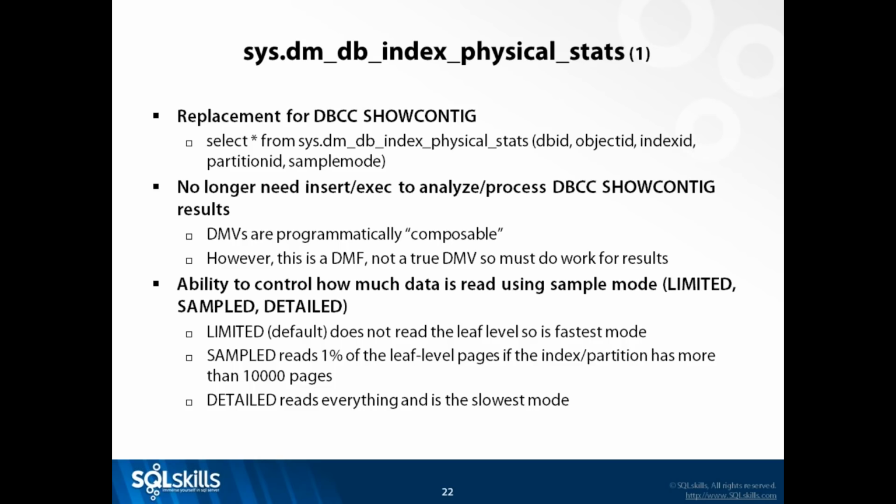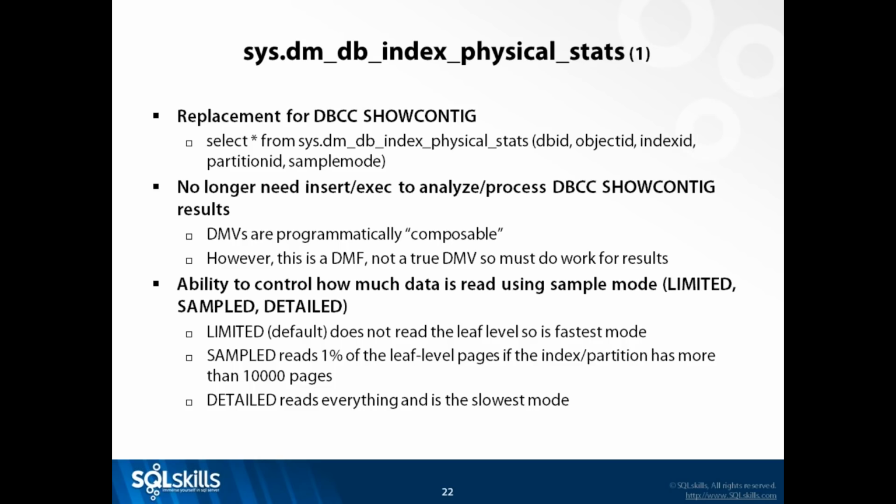There are 3 different ways that you can run the DMV. There's the limited mode, which is the default, the detailed mode, which reads all the pages at the leaf level, so that's the slowest. And if you have an extremely large table and you want to get an idea of some of the detailed information, you can run sampled, which just reads every 100th page. It's not a truly statistically valid sample, but sometimes it can be good enough.